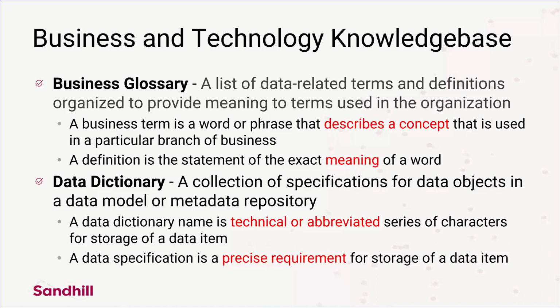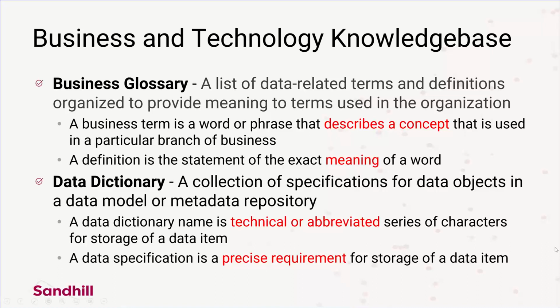Then there's the data dictionary, which is a collection of specifications for all those objects in your data model, or a metadata repository if you're just going to use a metadata repository. But the data dictionary is about the technical or abbreviated series of characters. That is what you name it technically. And the data specification itself is the precise requirement for storage. That is, is it a varchar of 25 characters long? Is it a percent? Is it a number? This is the precision that data models give you.